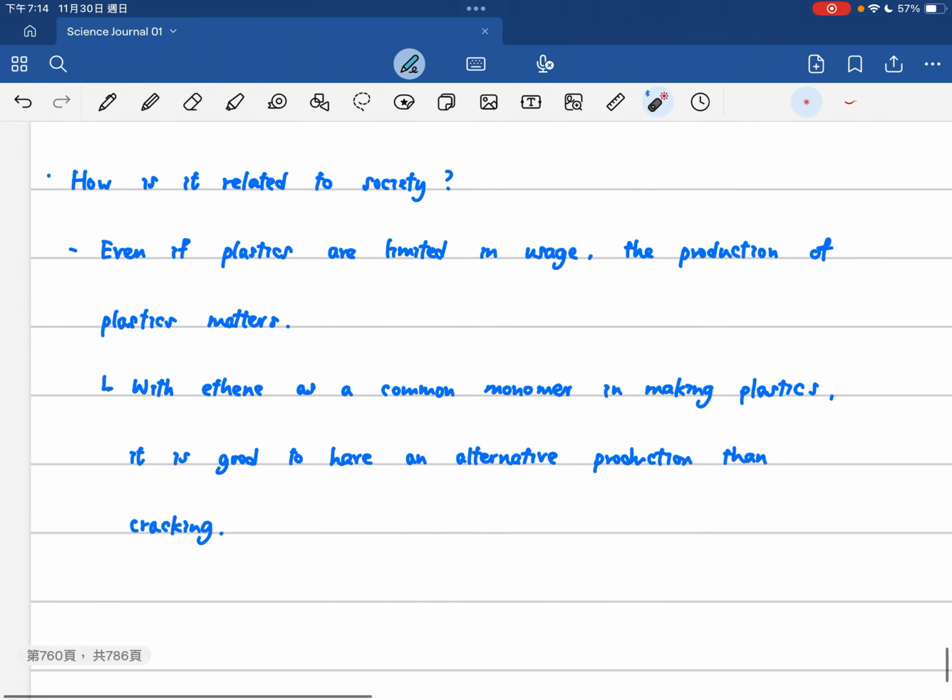Okay? So how is it related to science and society? Even if plastics are limited in use, the production of plastic matters. Okay? With ethene as a common monomer in making plastic, it is good to have an alternative production than cracking.